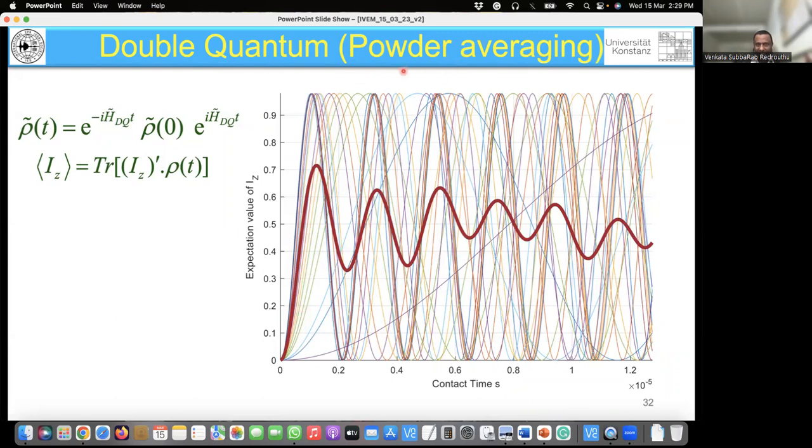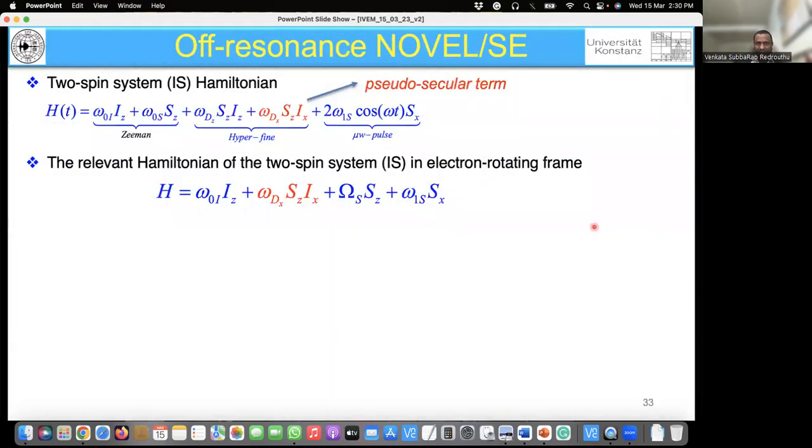we have many powder orientations. So it's a powder sample. We have all the orientations possible. So we have a combination of all different dipolar couplings. So when we add the average of all these contact curves together, the average comes and oscillates around 0.5. And then we can now see the real application, that is for the off resonance novel or solid effect case.